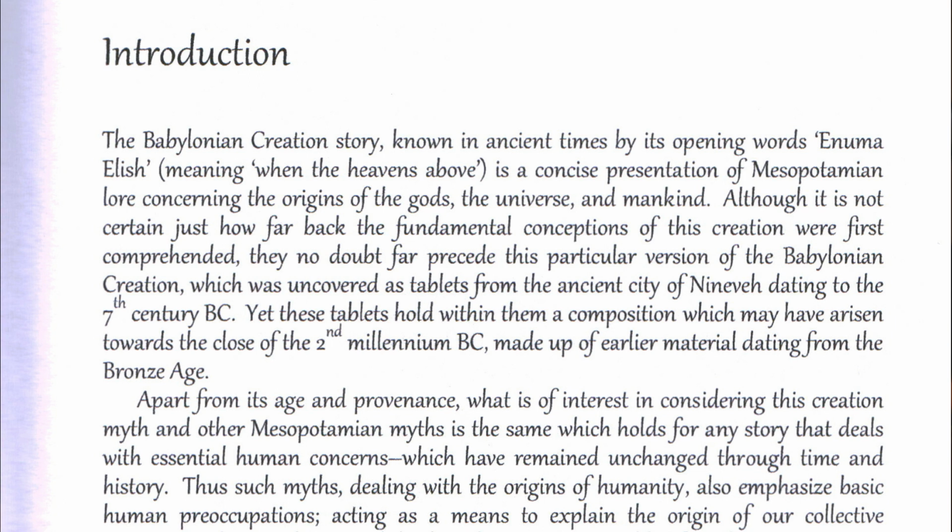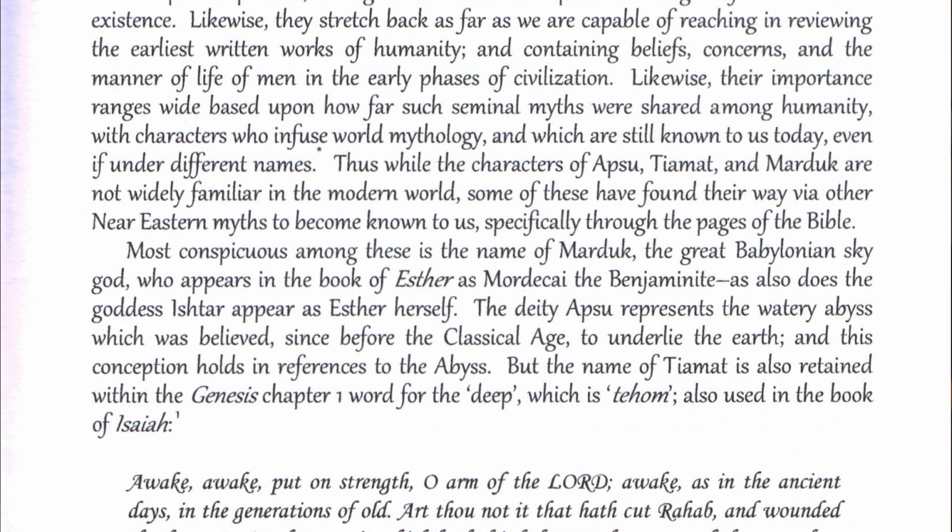Yet these tablets hold within them a composition which may have arisen towards the close of the 2nd millennium BC, made up of earlier material dating from the Bronze Age. Apart from its age and provenance, what is of interest in considering this creation myth and other Mesopotamian myths is the same which holds for any story that deals with essential human concerns which have remained unchanged through time and history. Thus, such myths dealing with the origins of humanity also emphasize basic human preoccupations, acting as a means to explain the origin of our collective existence.